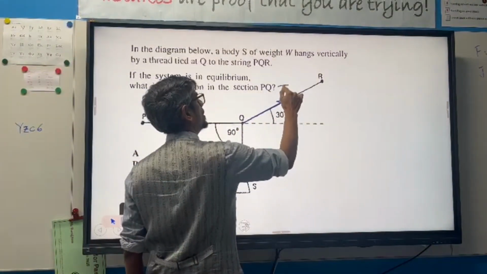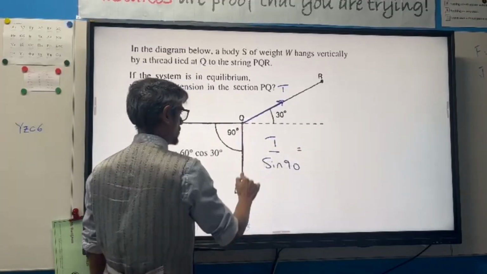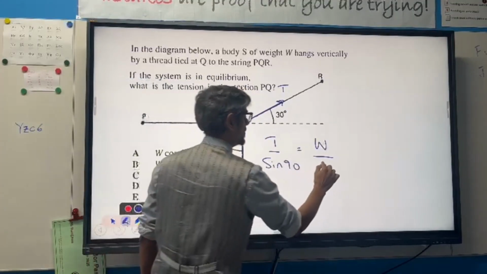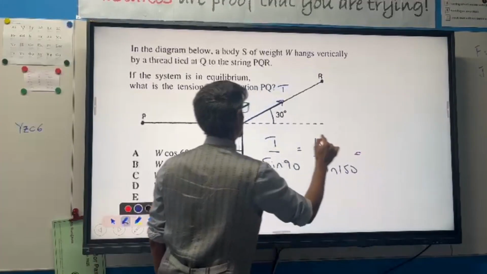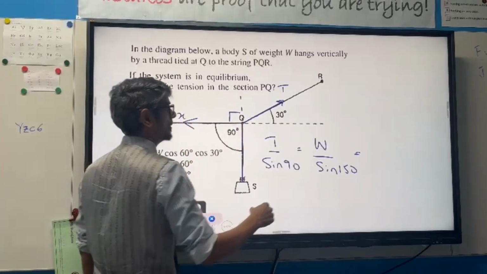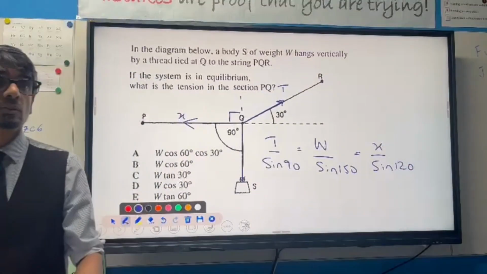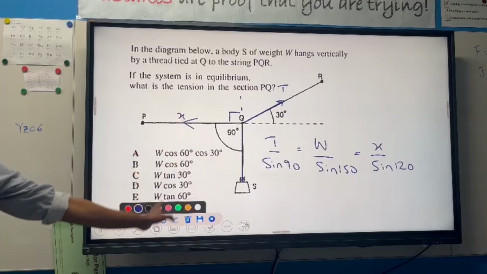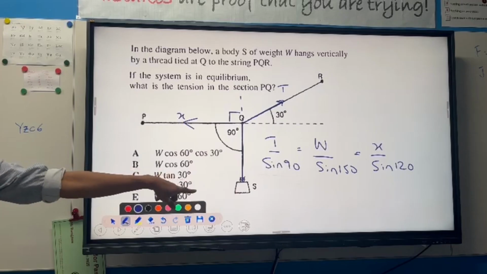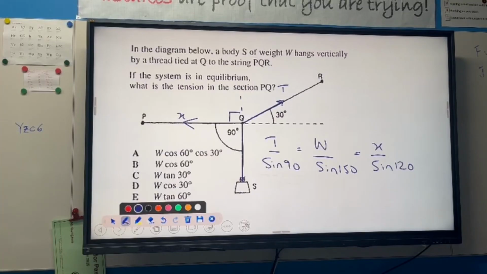So that tension T over sine 90 is equal to W over, what's this? 90 plus 60 is 150. Is equal to what? This one. X over sine 120. Three ways actually you could work this out, but because they've only given the answers in terms of 30 and 60, you'll have to convert those. Does that make sense? All right, that's it. I'm not going to go into this because this is just way longer. But it's something you need to know in maths: Lami's theorem, which is the sine rule.